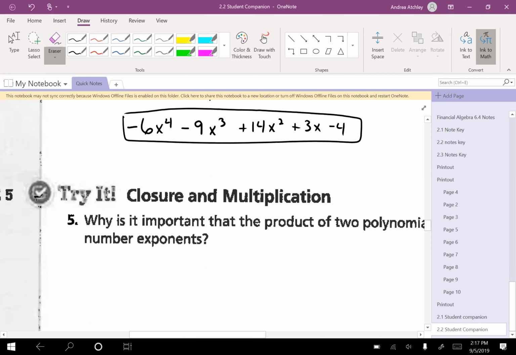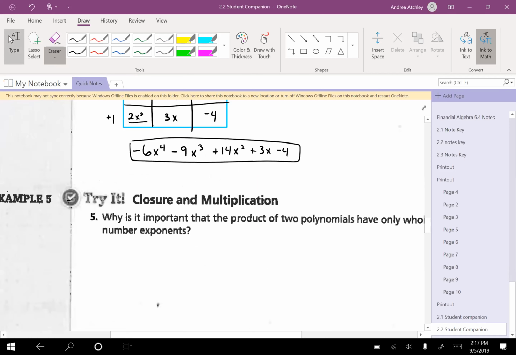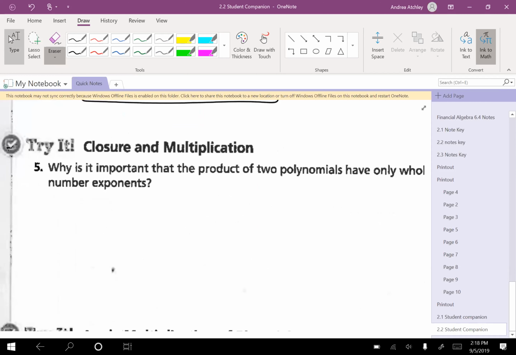Okay, the next one asks us about closure and multiplication. Why is it important that the product of two polynomials have only whole number exponents? Okay. The key here is because we want it to be closed under the operation of multiplication. Polynomials are closed in the operation of multiplication. So let's review what closure property means.